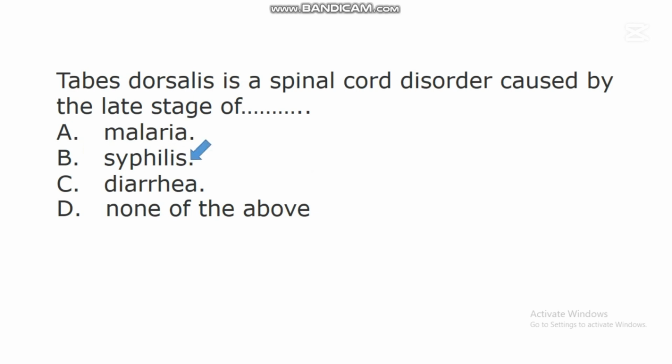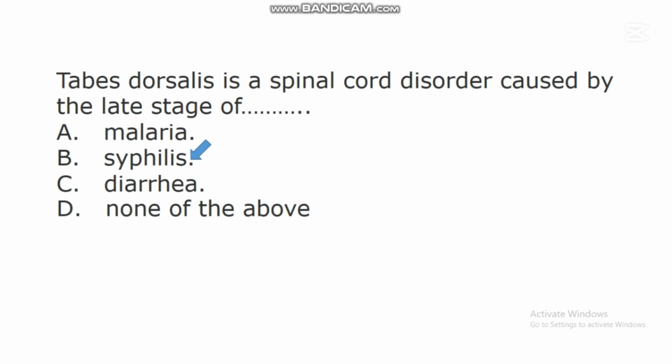Syphilis. There is another problem of the spinal cord called Tabes dorsalis. This Tabes dorsalis is a spinal cord disorder caused by the late stage of a disease known as syphilis. Research has shown that syphilis is a bacterial disease, transmitted by a species of bacteria called Treponema pallidum. So when this syphilis is left untreated for a long time, it can result in this problem called Tabes dorsalis.